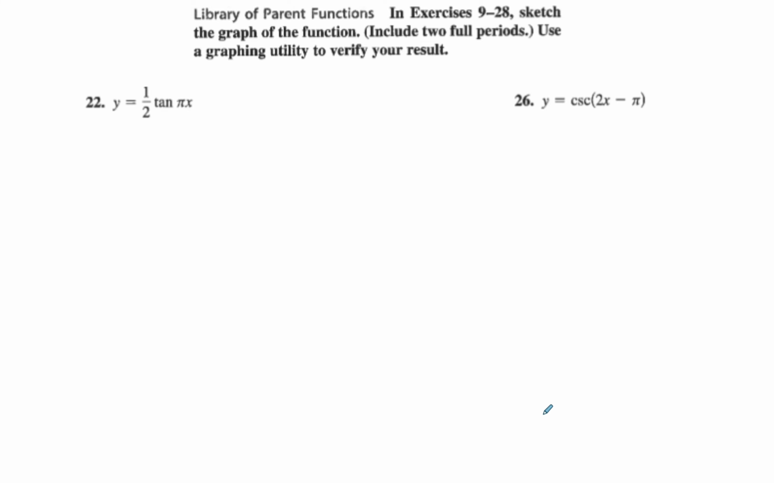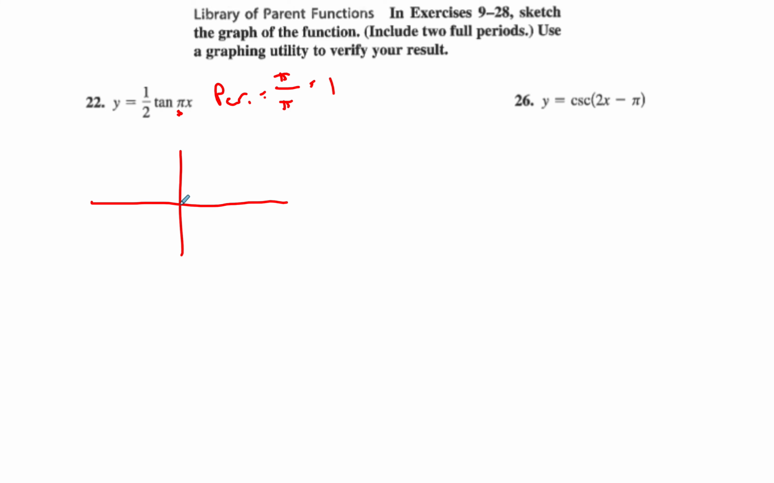Okay, so this next is sketch the graph of a function, include 2 full periods, and then use a graphing utility to verify your results. Okay, so this is tangent pi x. So this pi is going to affect the period. So we know the period, that's our b, is equal to pi, because it's tangent, over pi, which means the period is equal to 1. So if we remember way back to our basic tangent graph, now this hasn't been shifted left or right, it has been vertically stretched though.